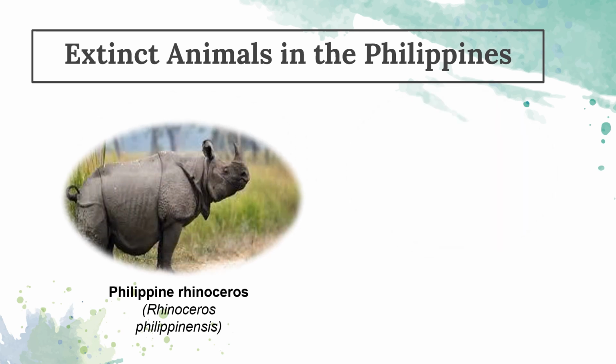Another example is the Philippine rhinoceros, or Rhinoceros philippinensis. Due to lack of a complete skeleton, little is known about Rhinoceros philippinensis, other than that it lived during the Pleistocene era, and it was essentially the larger version of the modern cousin, the Sumatran rhino.